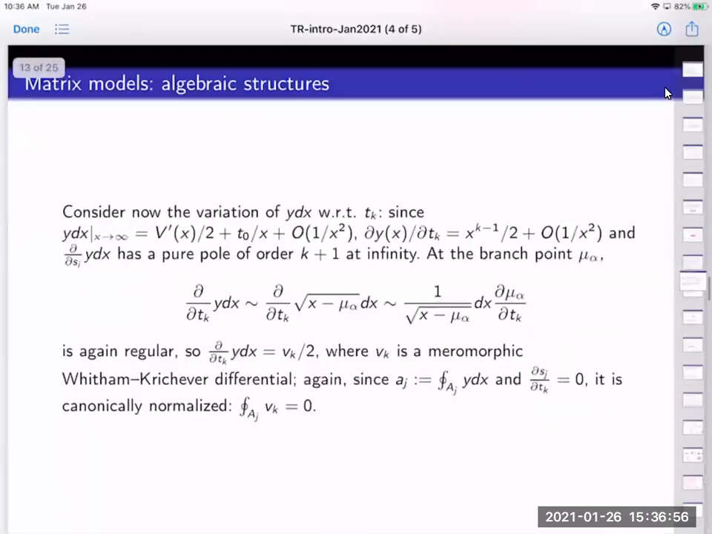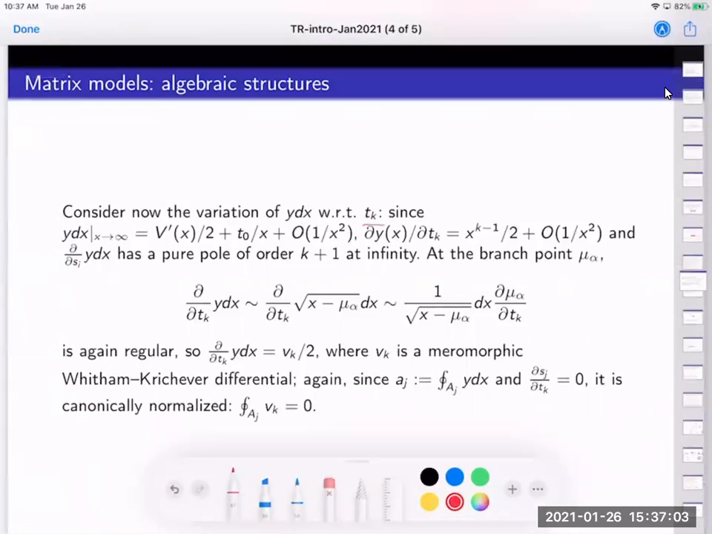Also this t_k, and recall that the potential is just a sum of t_k over k times x^k. So these are just the coefficients of the corresponding potential, and they also belong to the set of flat variables.